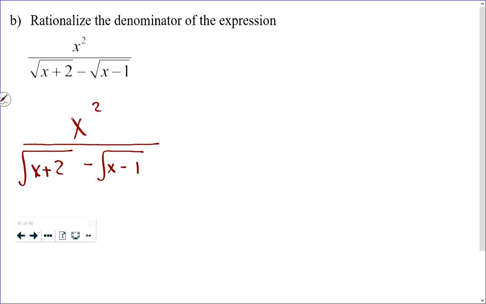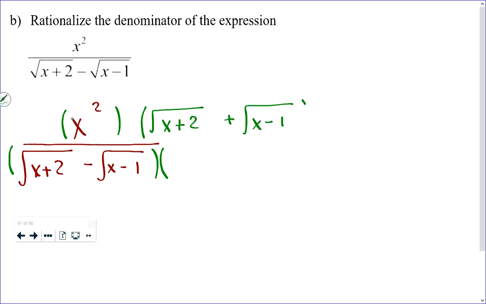Okay. So I'm going to multiply the numerator and denominator of this beast by the conjugate of the thing I'm trying to rationalize. The thing I'm trying to rationalize is root of (x plus 2) minus root of (x minus 1). So I have to multiply by root of (x plus 2) plus root of (x minus 1).